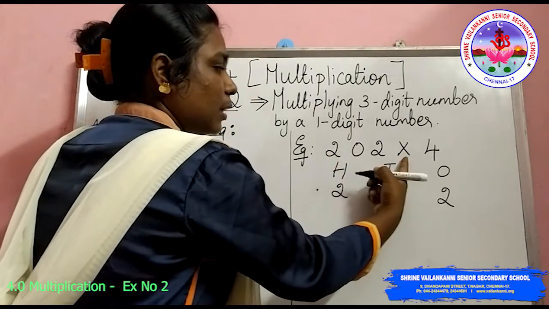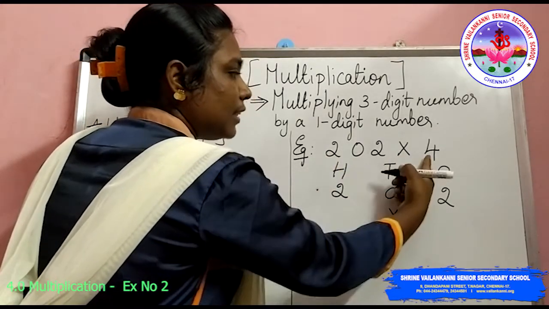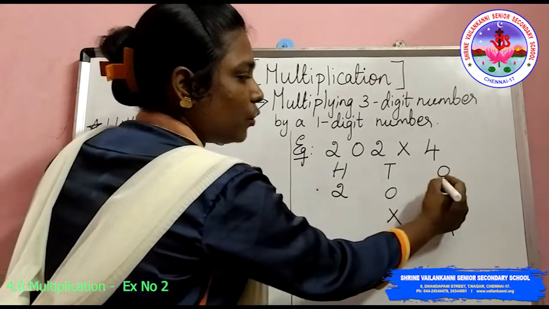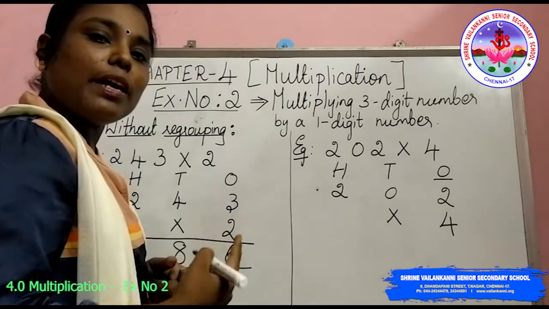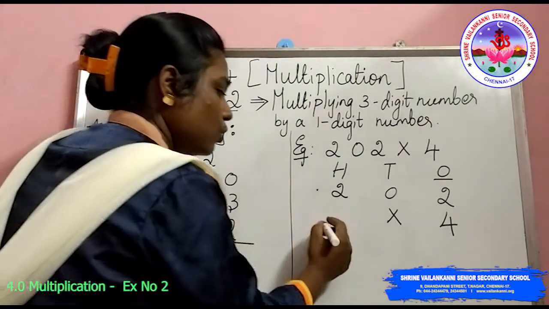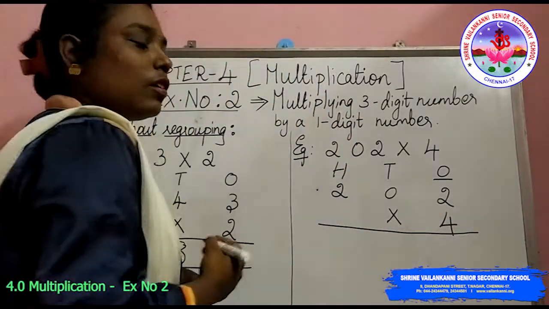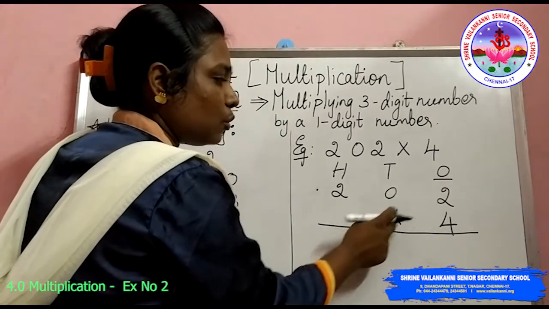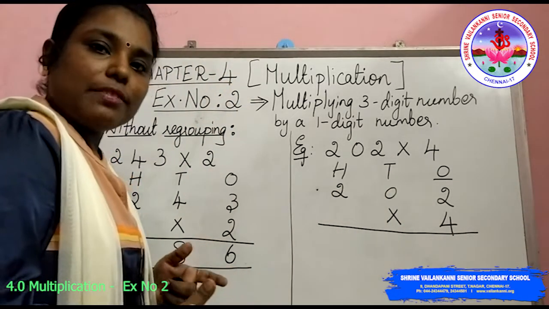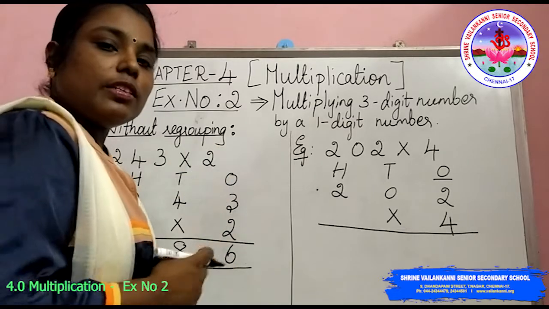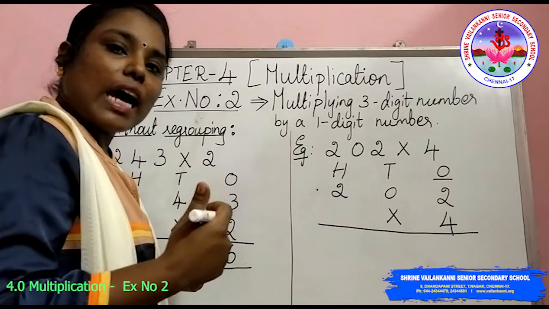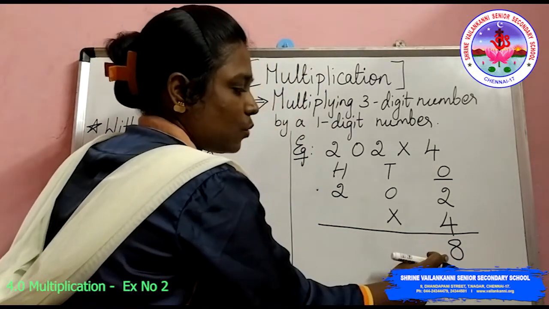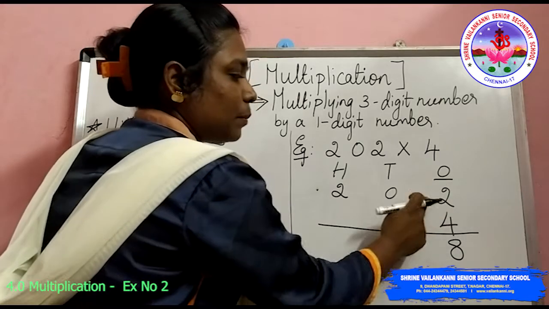After this 3-digit number, followed by the into symbol, comes this 1-digit number 4. Why are we writing this 4 straight to the ones place value? Because 4 is a 1-digit number, and a 1-digit number is in the ones place value. Now after writing, give a dash. Now you have to start from the ones place value. That is 4 into 2. You know the 4 table, right? What is 4 2s are? Just think, 4 2s are 8. I am going to write this 8 straight to the ones place value. Now the ones place value multiplication is over.